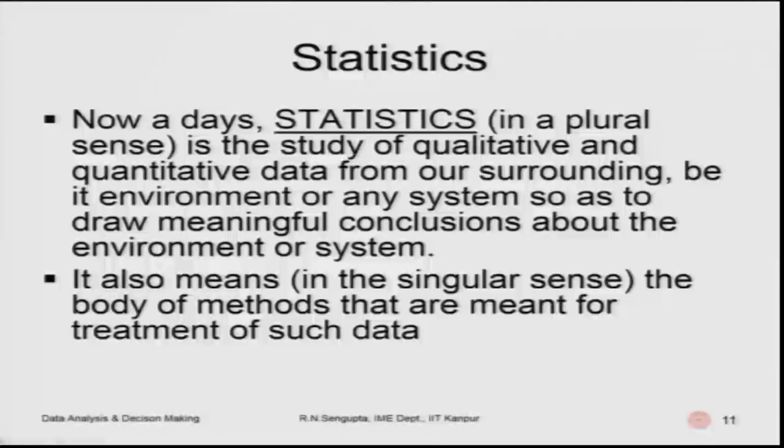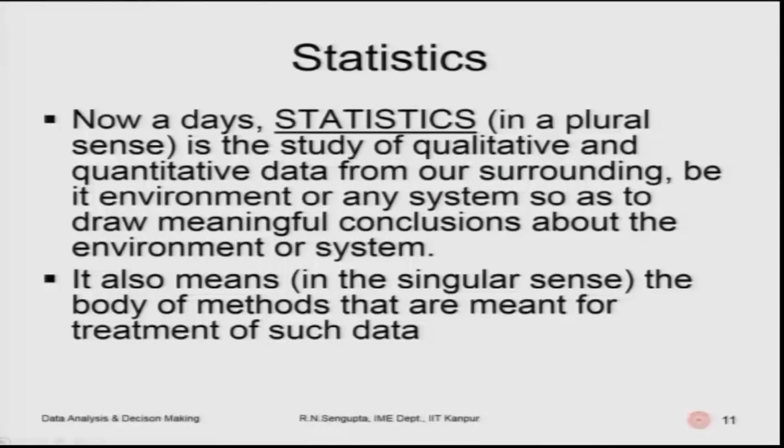So, decision means all the three decisions, like the vendor boy, the production manager, the marketing manager, basically they can understand what the number is, so that they can optimize their objective function, whatever the objective function is. Nowadays, statistics, in a plural sense, is the study of the qualitative as well as the quantitative data from our surrounding, be it the environment, or any system where we are operating, so as to draw meaningful conclusions about the environment of the system, such that we can give some information about the system based on which we are working. So, in the first case, the environment is that the papers are uncertain, how you will sell, you do not know, demand you do not know, you have to find out what is the distribution of the demand, and based on that you will make your decision.